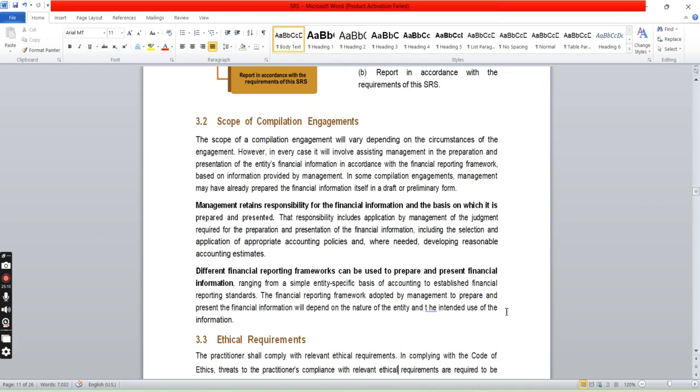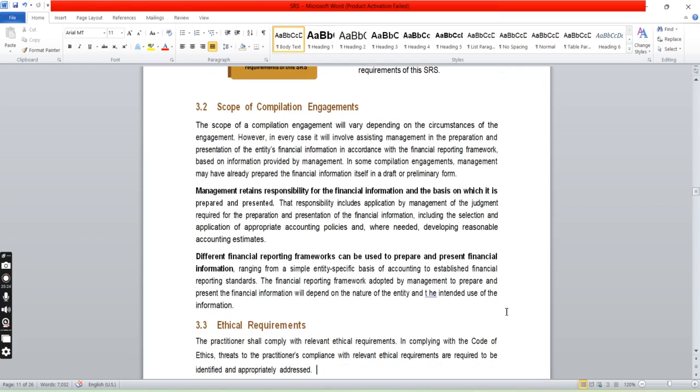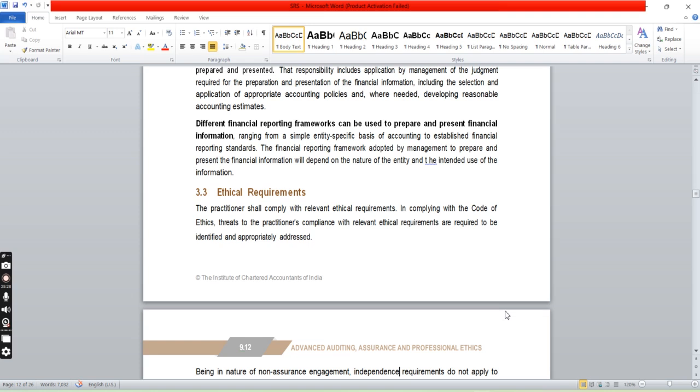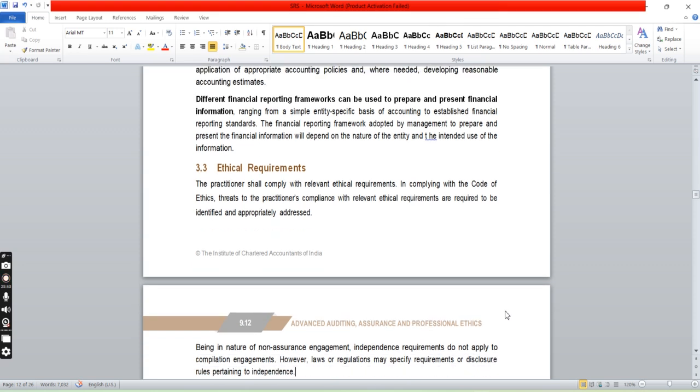That includes the selection and application of appropriate accounting policies and, where needed, developing reasonable accounting estimates. Different financial reporting frameworks can be used to prepare and present the financial information, ranging from a simple entity-specific basis of accounting to an established financial reporting standard. The financial reporting framework adopted by the management to prepare and present the financial information will depend on the nature of the entity and the intended use of the information.